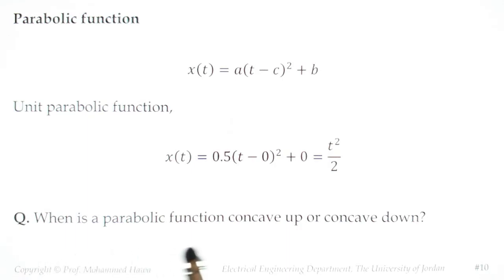What parameters should I be changing to change the parabolic function from being concave up to being concave down, or from being concave down to being concave up? Please pause the video and try to think about it before you see the results.